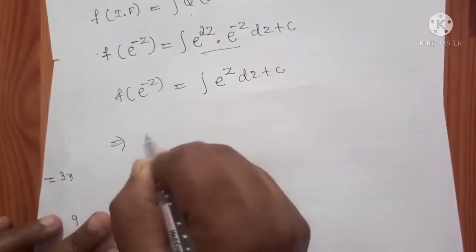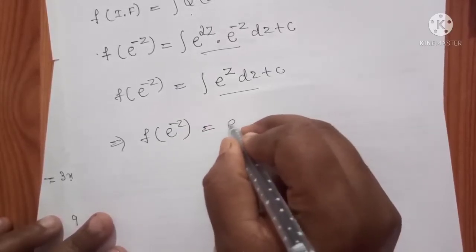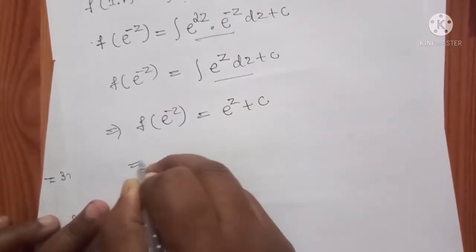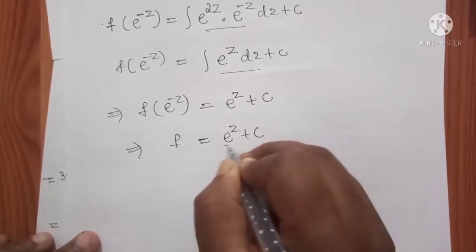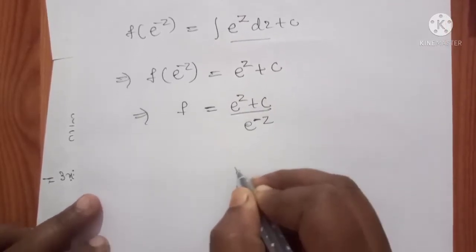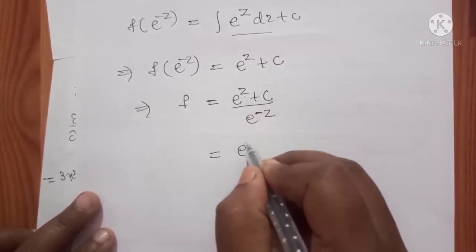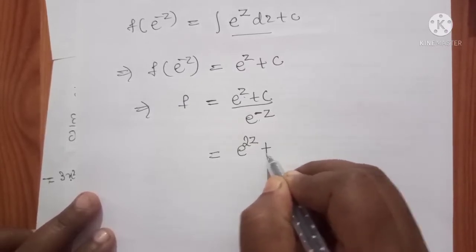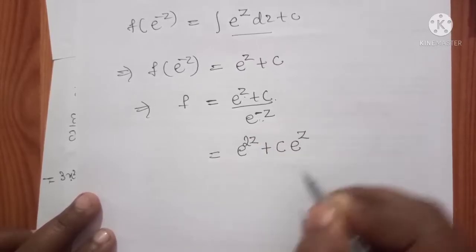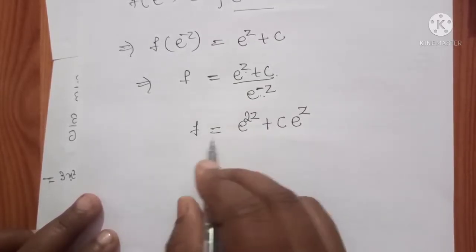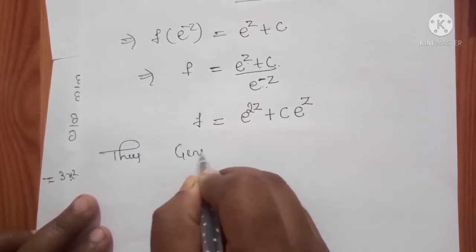On integrating, we get f into e raised to minus z equals e raised to z plus c, since the integration of e raised to z is e raised to z. So f equals e raised to z plus c divided by e raised to minus z, or it can be written as e raised to 2z plus c into e raised to z, taking this to the numerator. Thus f equals this.